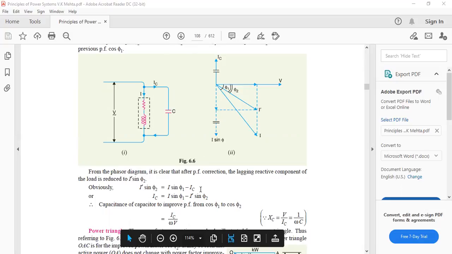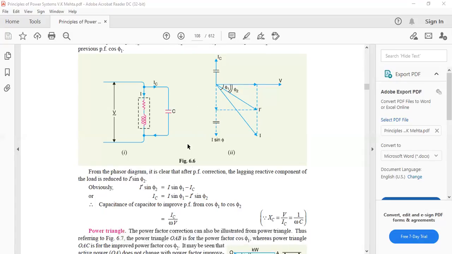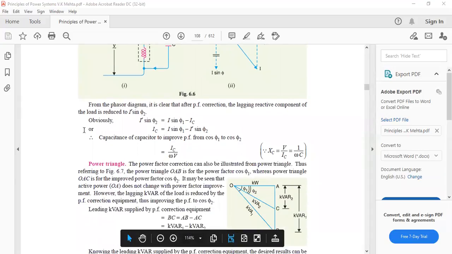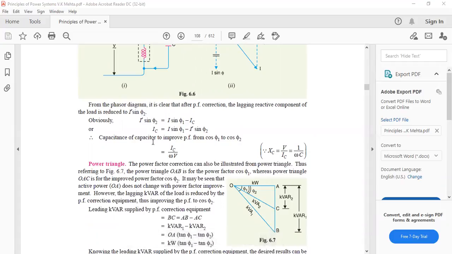The capacitance is given by the reactance formula: C equals IC by V omega, we know very well. V means voltage, omega means angular frequency, which is equal to 2 pi f. So this is the capacitance value of your installed capacitor to improve the power factor from cos phi 1 to cos phi 2.